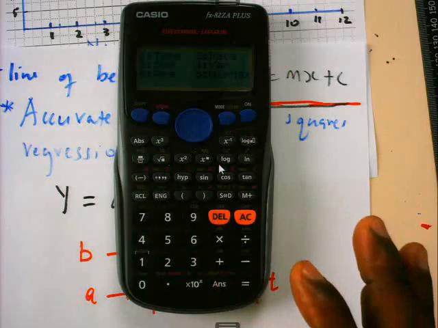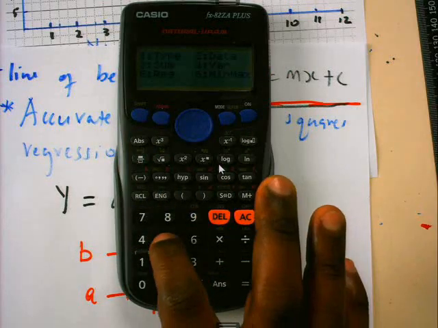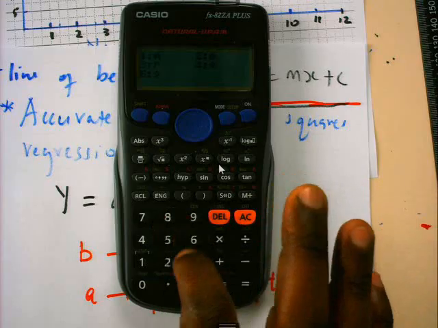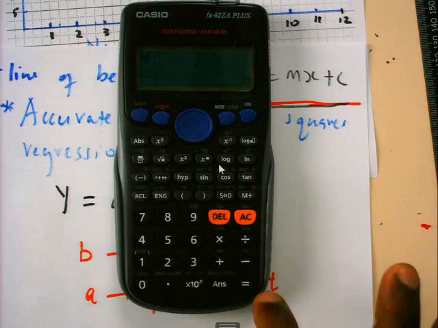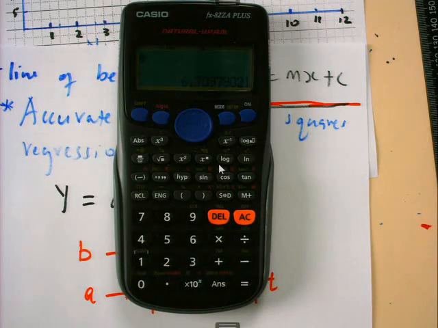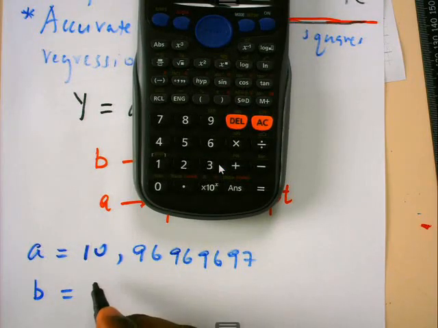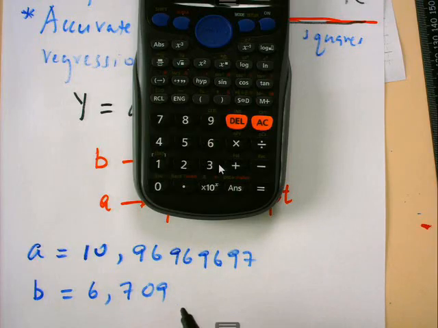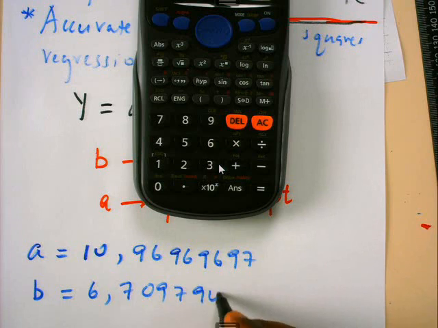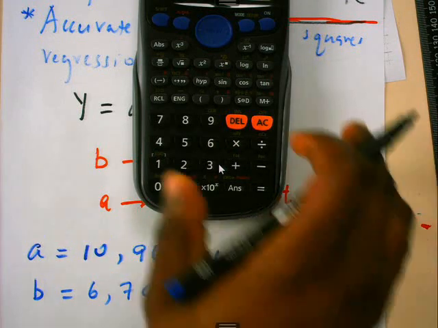Good. Then I go AC again, and then I go shift. Remember 1. It shows me 5 is regression. I press 5. I'm looking for the value of B. B is 2. I press B equals. Now I also write the value of B. The value of B, the calculator says 6.70979021. That is the value of B.